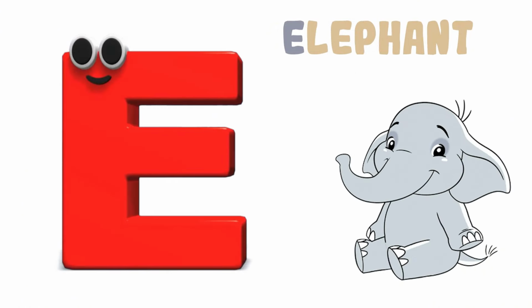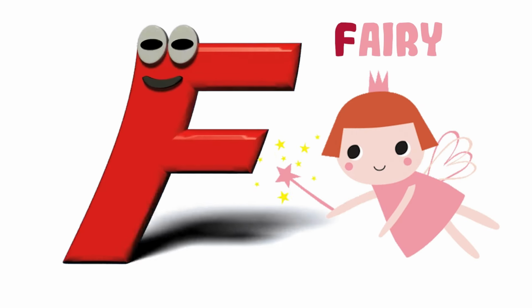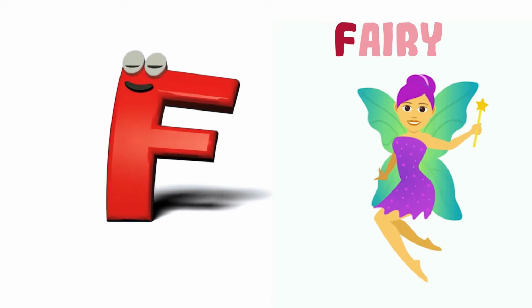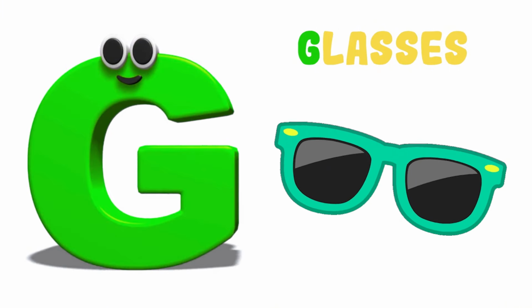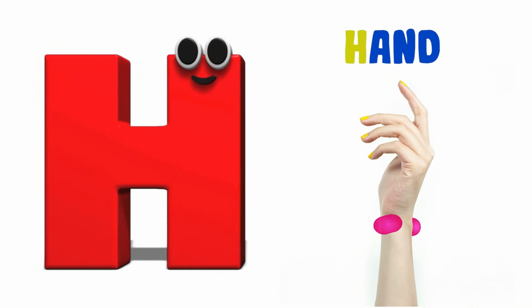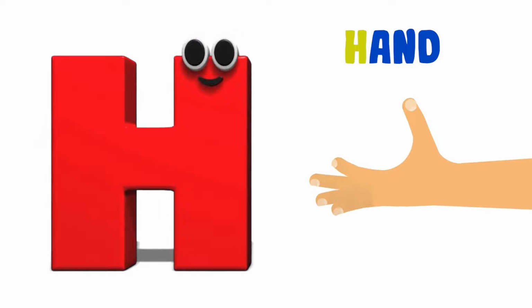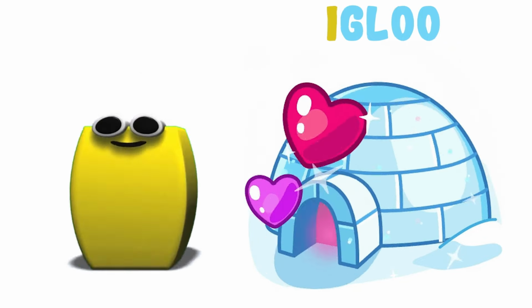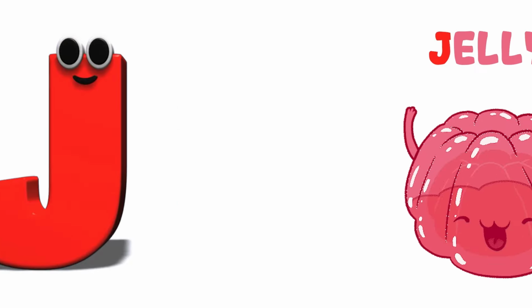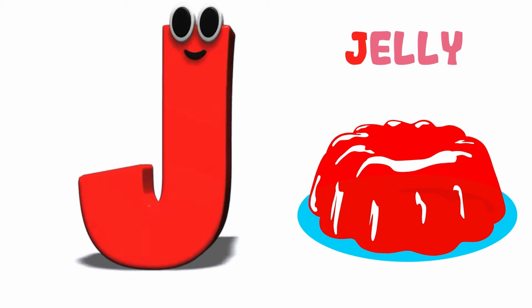E, elephant. F is for fairy, f, fairy. F, fairy. G is for glasses, g, g, glasses. G, glasses. H is for hand, for igloo, I, I, igloo. I, igloo. J is for jelly, j, j, jelly. J, jelly.